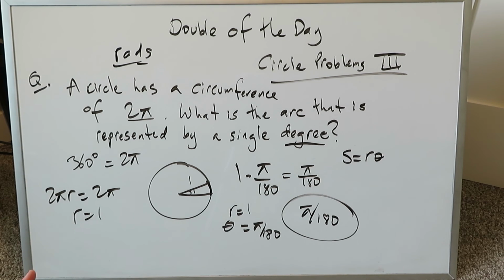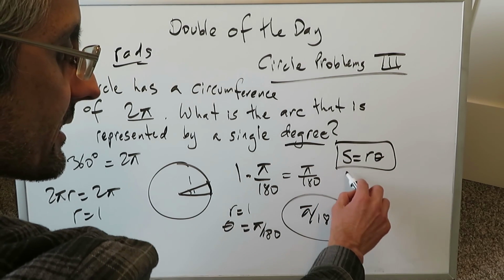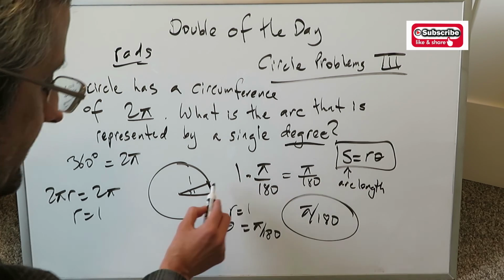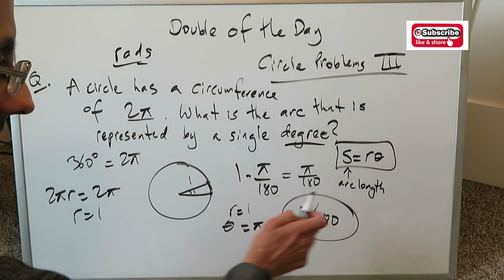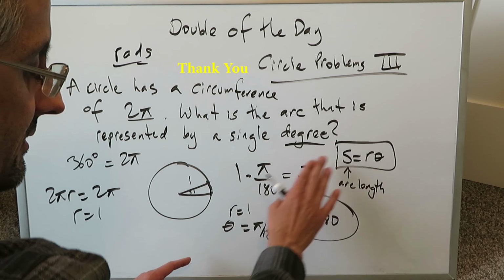Keep exactly what I've talked about in mind with regards to this question. Memorizing this formula is not a bad idea. The arc length, which is a length measured and subtended by an angle, is equal to the radius times the angle in radians which it is involved with.